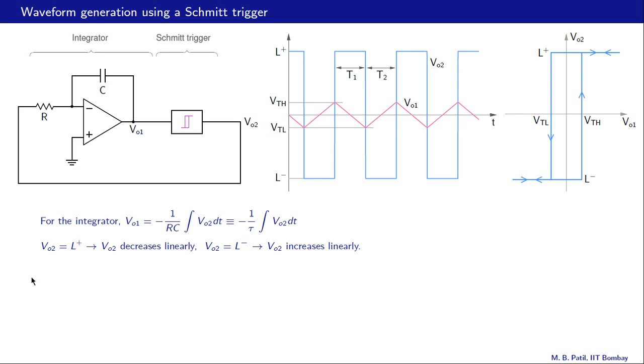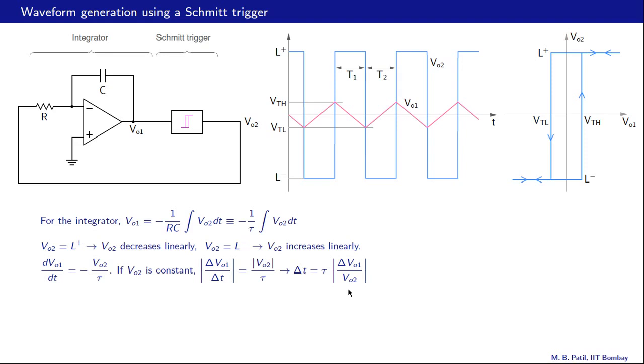Let us now compute the period of oscillation. What is the period of oscillation? T, that is equal to T1 plus T2. We can compute T1 and T2 individually and then add the two. And an easy way to do that is to just differentiate this equation. When we do that, we get dVO1 by dt equal to minus VO2 by tau. And if VO2 is constant, then we can write delta VO1 by delta T equal to mod of VO2 by tau, just taking only magnitudes here. That gives us delta T equal to tau times delta VO1 by VO2.